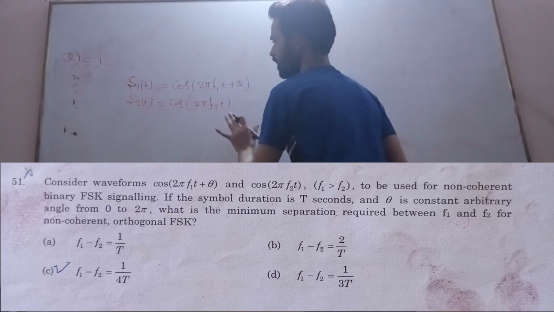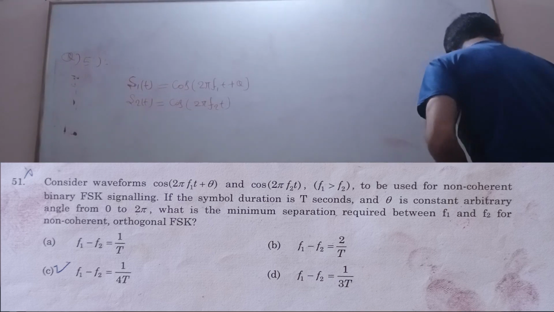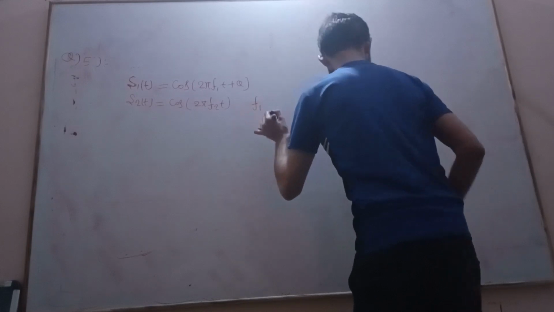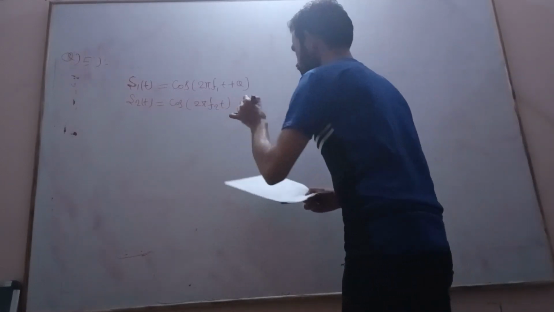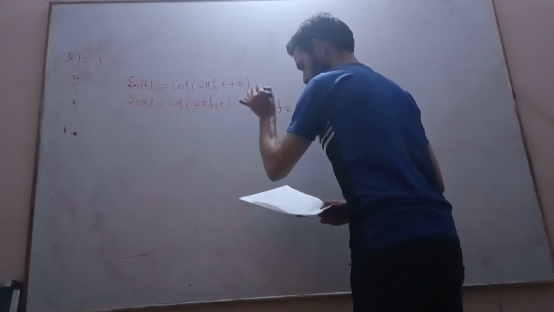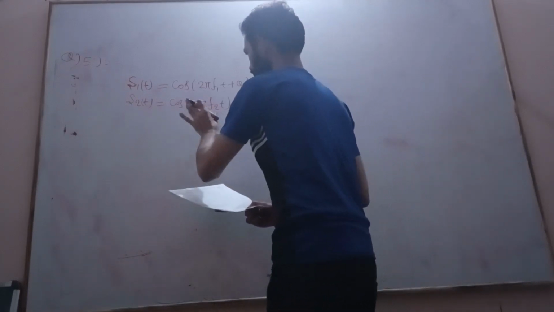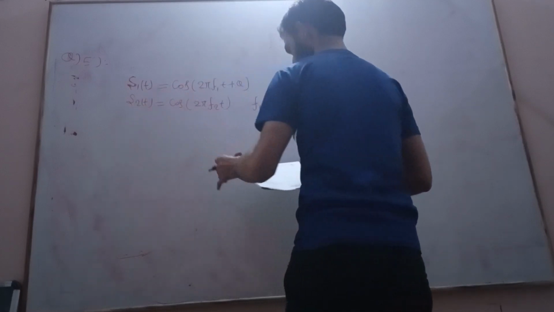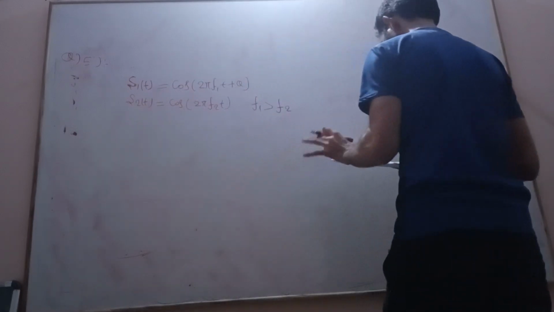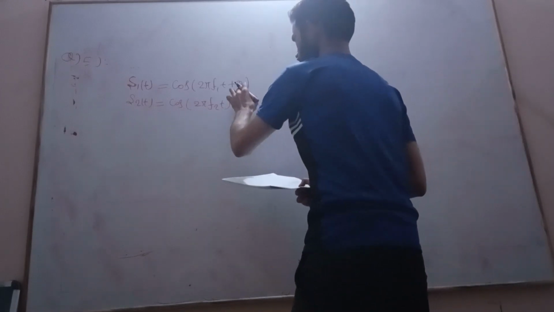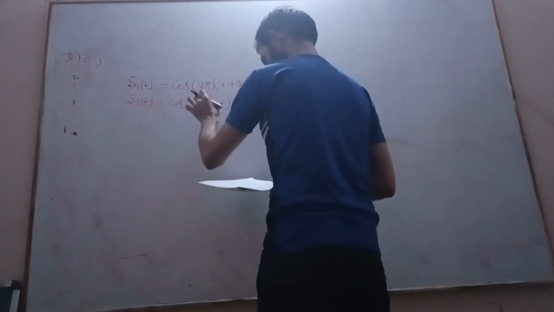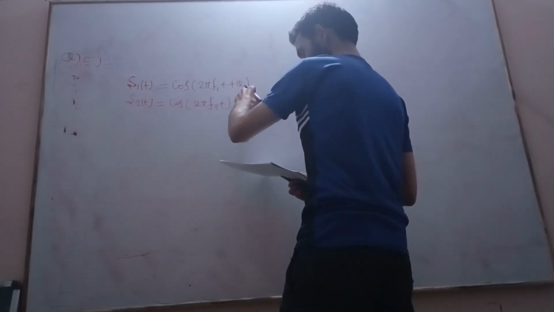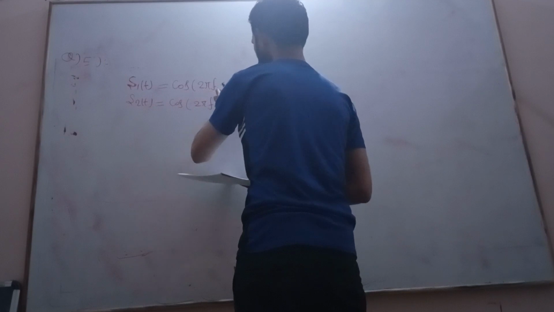Yes, these two signals are given here, and here F1 is greater than F2. Both are non-coherent binary FSK signals, and theta here is varying from 0 to 2 pi. So it is an arbitrary constant angle from 0 to 2 pi.